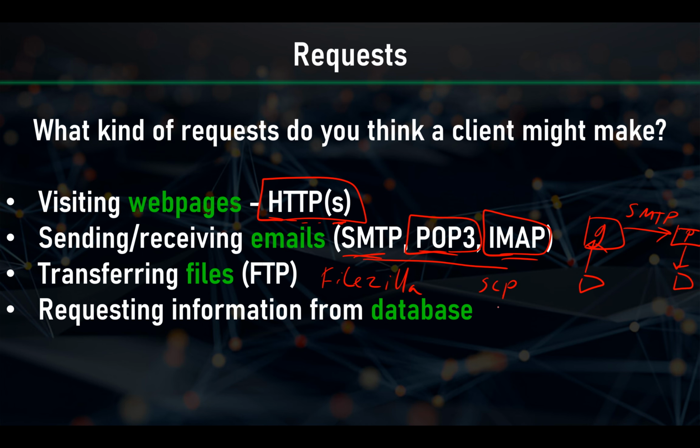The one I use, I think, is called SCP, like Secure Copy. And that has various advantages, for example, it's going to allow parallel uploads, things like that. Another request could be requesting information from a database, and sending files to the print server, so requesting that this document is printed.